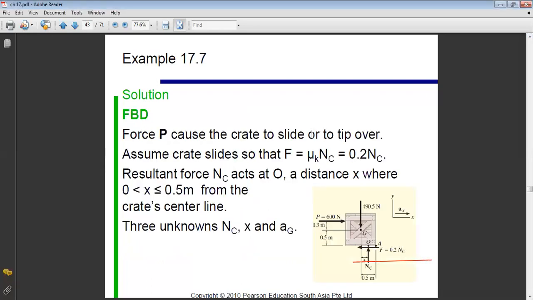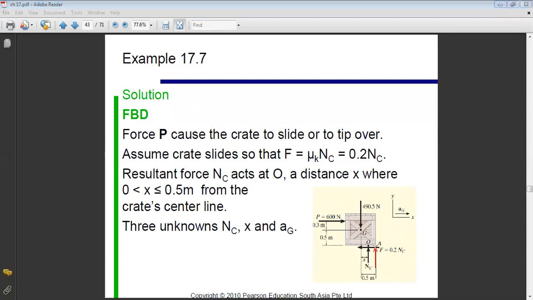So suppose we got x higher than 0.5. What we should do is first, the normal reaction will surely be at point A, because the normal cannot move anymore. So it will be at A.